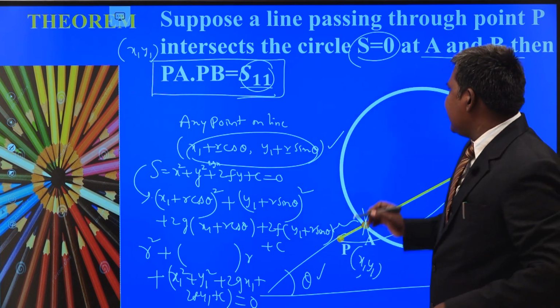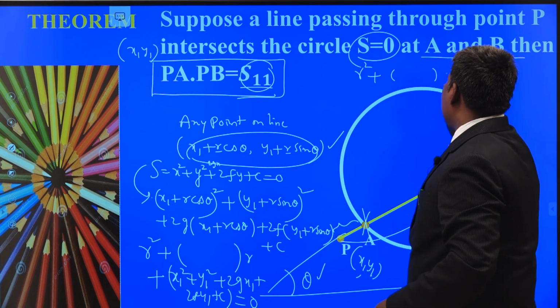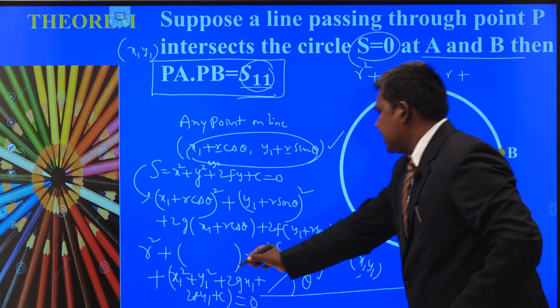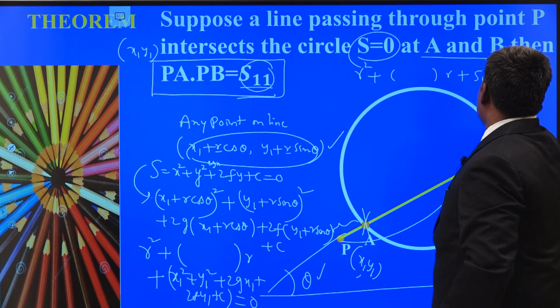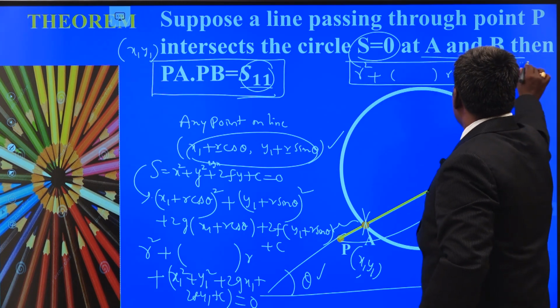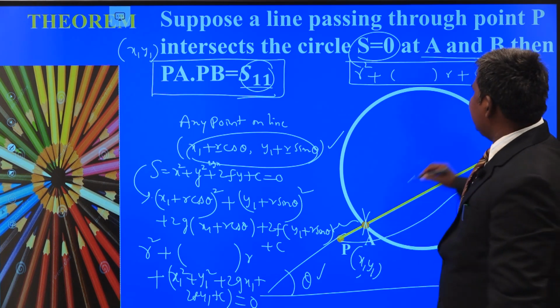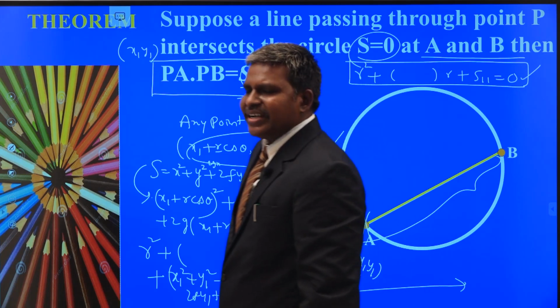After simplifying this equation, since my point is on this circle, we obtain r square plus something into r plus, the entire constant thing, S11, is equal to 0. Now tell me, what is it? It is a quadratic equation in r. Am I correct or not? What does it represent?